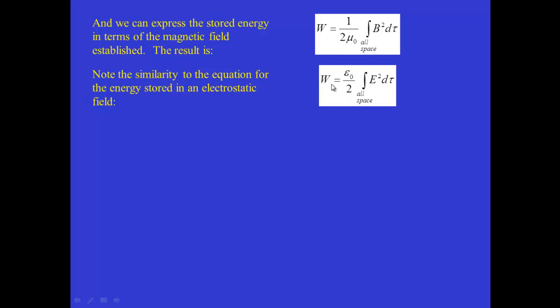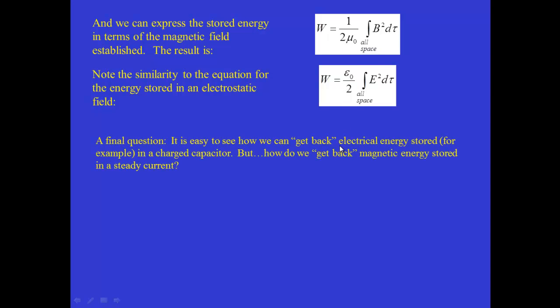And it ought to look familiar to you because we considered something very similar earlier in the course when we were talking about assembling a collection of charges. And by moving them into a final configuration from an initial condition of infinite separation, we were able to establish an expression for the energy stored in that kind of a configuration. And that looked very similar. We had a proportionality constant epsilon naught over 2, and then the integral over all space of the square of the electric field. So these two equations look very similar to one another. They function in a very similar fashion in the two theories.